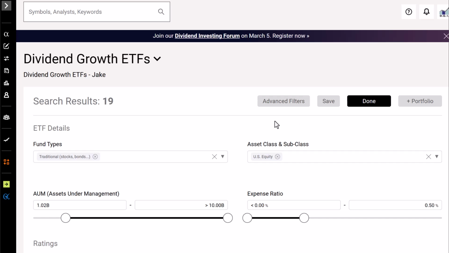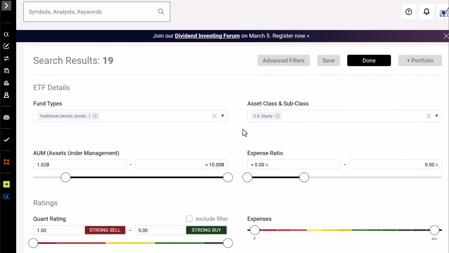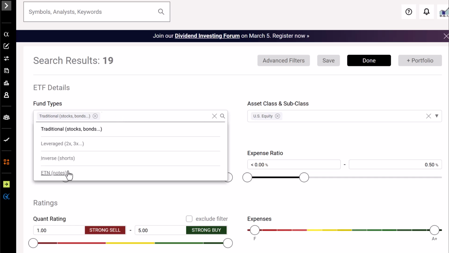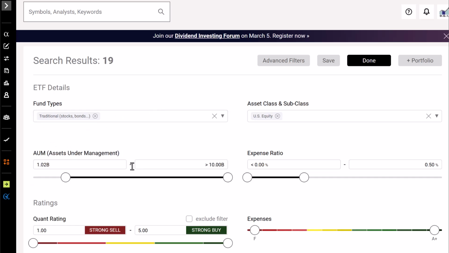And then after I have my filters, this is where I can slice and dice the data. This is where I can drill down and see, okay, this is where I put the qualitative metrics behind my filters. What I'm looking for is I'm looking for US equities. I'm looking for traditional ETFs. I don't want any leveraged ETFs. And here I'm looking for ETFs that have assets under management of at least $1 billion. If we did this lower, then obviously this search result would change. I'm looking for ETFs that have less than a 0.5% expense ratio.